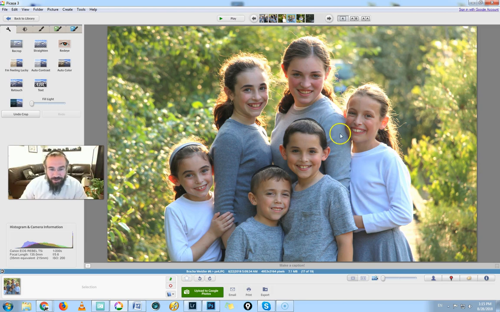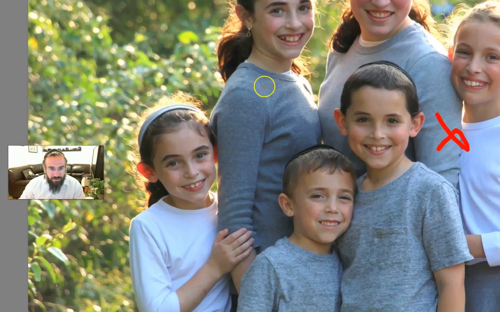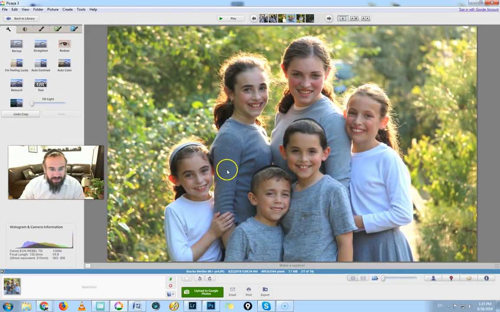Okay, I would put this girl's hand around her, and this girl's hand obviously around her. That would move them out a little bit more, and everything would look a lot more relaxed. It could be as well that I would swap this kid with this kid, the little boy with the little girl.